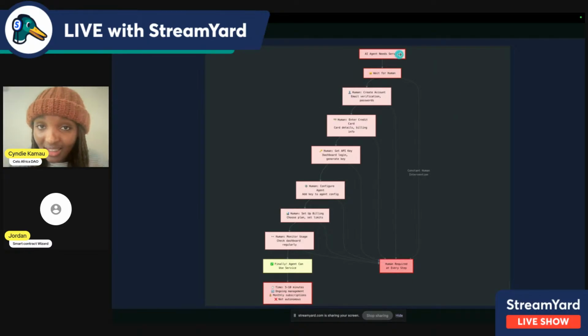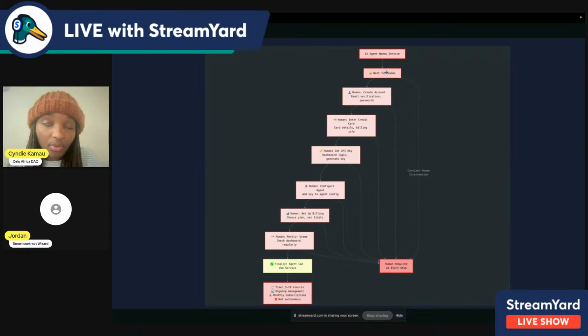Let's say an AI agent needs a service. Let's say it needs an API key. Let's say you've built a weather agent and it needs an API key for weather forecasts, or any service that it wants. Essentially, we as humans had to manually set up the key and feed it to the agent. So it has to wait for us.